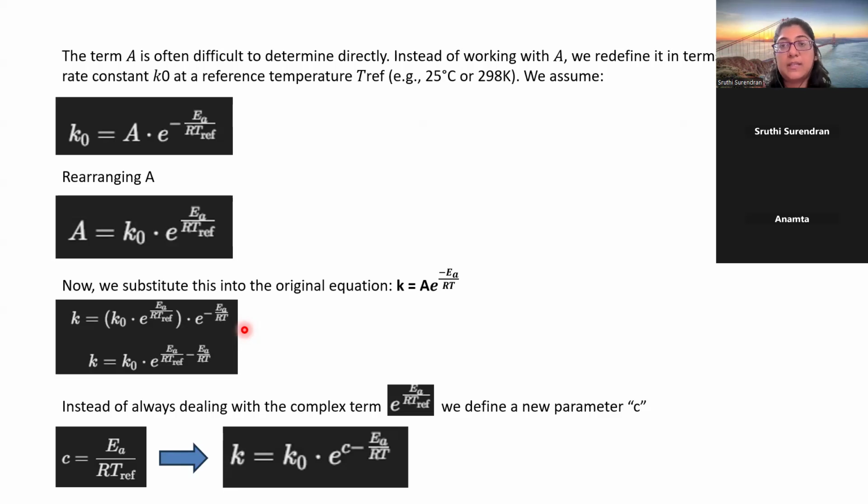So what we do, particularly in the model BioPro, is redefine it as a known constant called k naught at a reference temperature T ref, generally assumed at 25 degrees Celsius. So at reference temperature T ref, the rate constant we define as k naught. So k naught will be equal to A into e to the power minus Ea by R T ref.